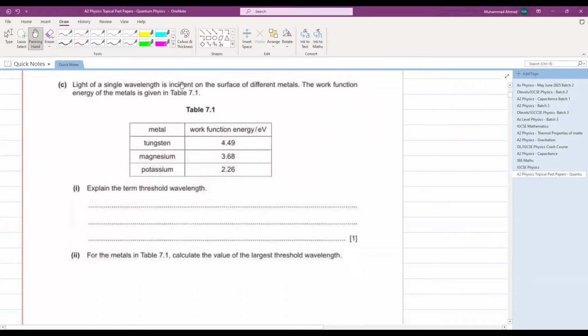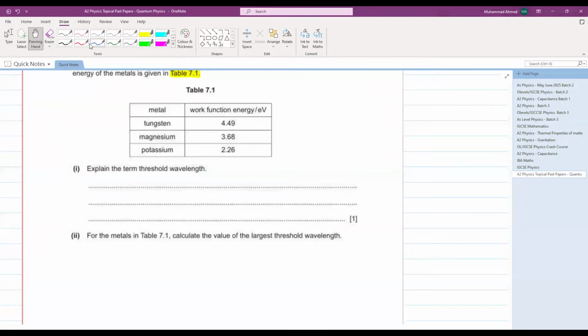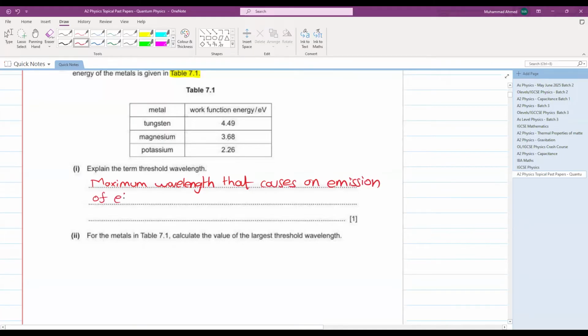Let's further move ahead. Light of a single wavelength is incident on the surface of different metals. The work function energy of the metals is given in table 7.1. These are the work functions of different metals. Explain the term threshold wavelength. What is threshold wavelength? Maximum wavelength that causes an emission of electron. Simple as that.